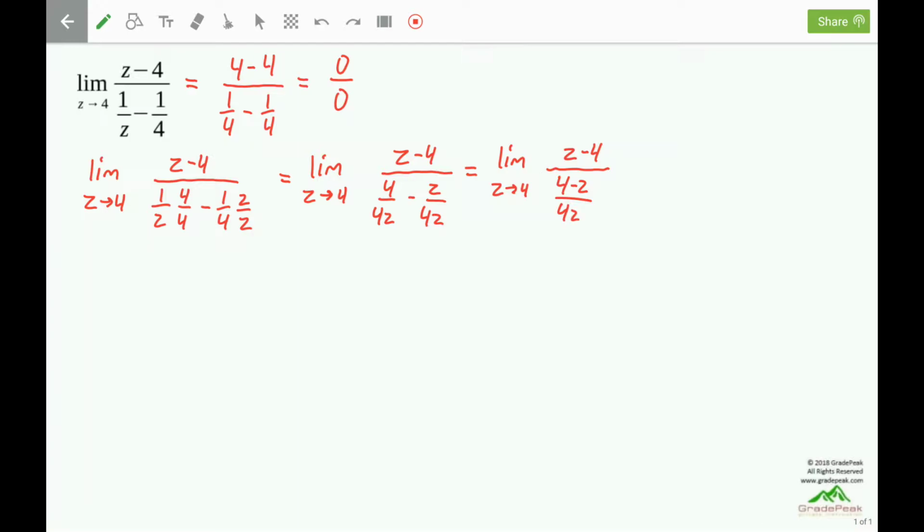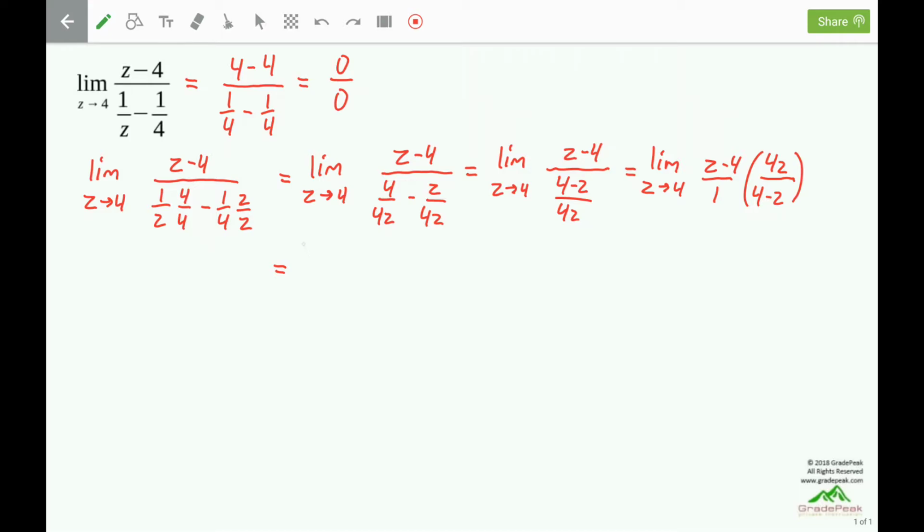Now, since we have a fraction within a fraction, we're going to want to reciprocate and multiply that denominator fraction with the numerator. So that'll be my next step. Limit as z goes to 4 of z minus 4 times the reciprocal, which would be 4z over 4 minus z. So I've reciprocated. I'm going to be multiplying it. Now z minus 4, if you want to, you can think of that as being over 1. So the 4 minus z is going to be multiplying with a 1 here.